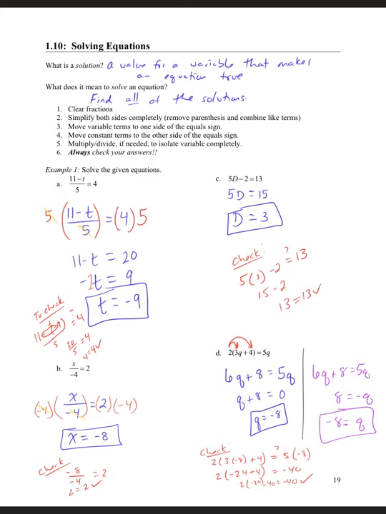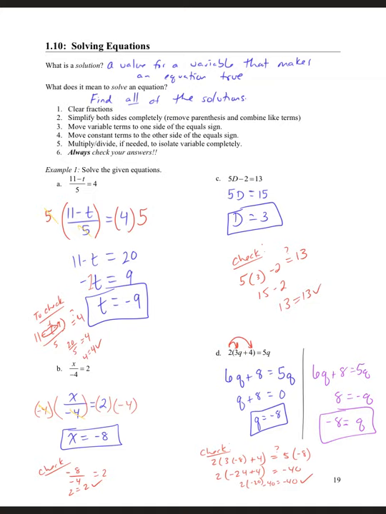Now, I always move the smaller variable first. Remember, that's step 3, move variable terms. Here we have variables on both sides. I always move the smaller one. So I subtract 5q from both sides, so I'm left with 0 and q, because 6q minus 5q. And then I have to move the 8 to the other side, so I subtract 8 to get q equals negative 8.